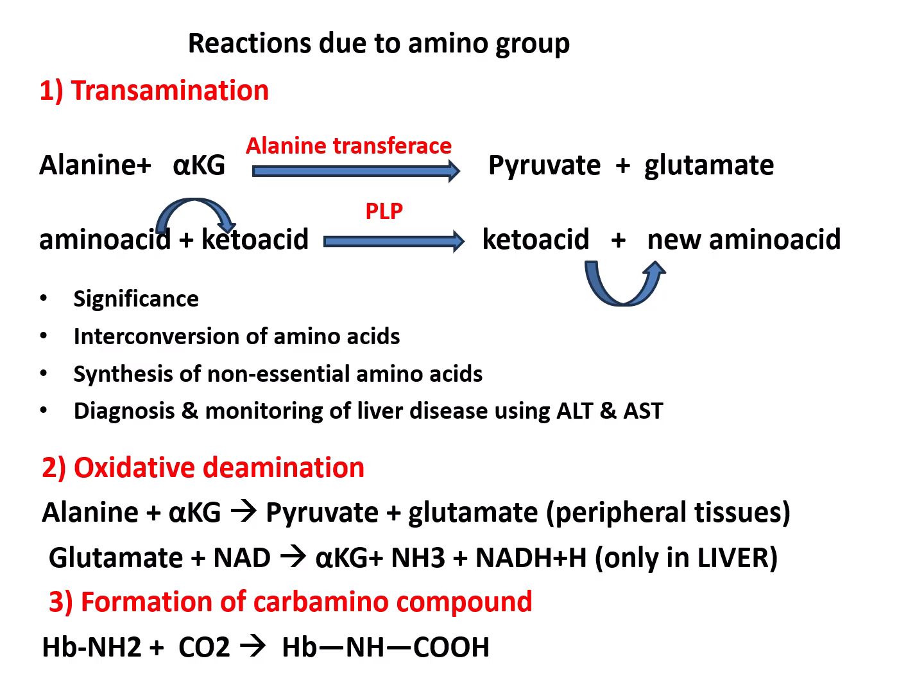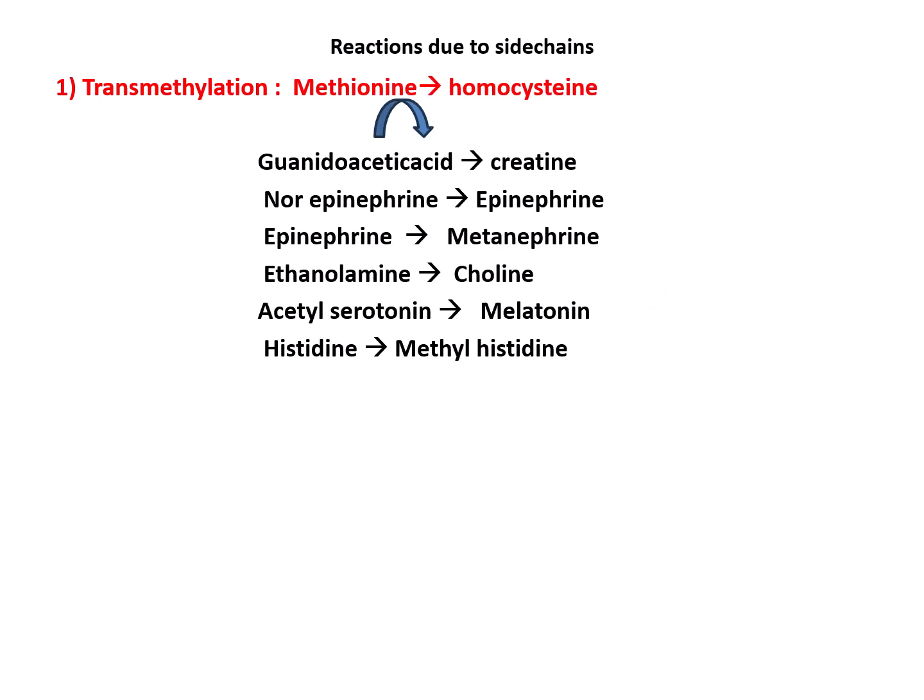Next one is formation of carbamino compound, where carboxyl group gets attached to the amino terminal end of hemoglobin to form carbamino hemoglobin. Reactions due to side chains. Transmethylation reaction. This is because methionine acts as a methyl group donor and it gets converted to homocysteine.